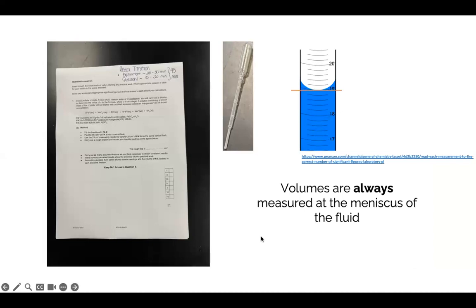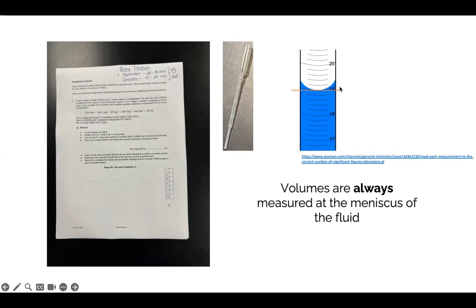So how do you know what 25 centimeters cubed is? Well, whenever you're reading volumes, always make sure that you're looking at the meniscus. Fluids are weird in that when they're in a measuring cylinder, if the solution contains water, which almost all solutions do, they're going to form a little meniscus or divot at the bottom. Whenever you're measuring the volume, don't measure it from this top part. You always have to measure it at the bottom of the meniscus. So here the volume would be 19 centimeters cubed. It wouldn't be 19.3 centimeters cubed.